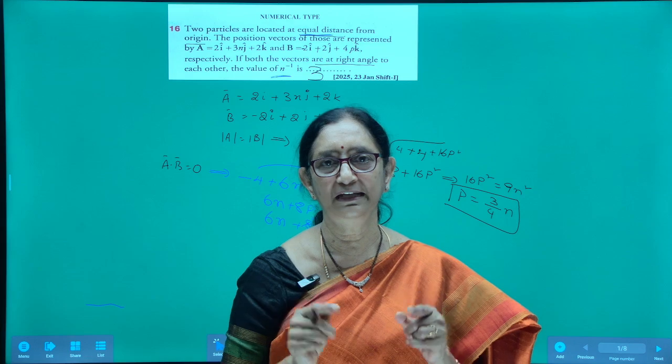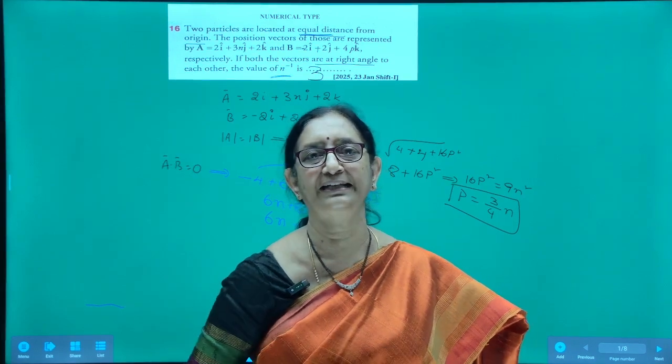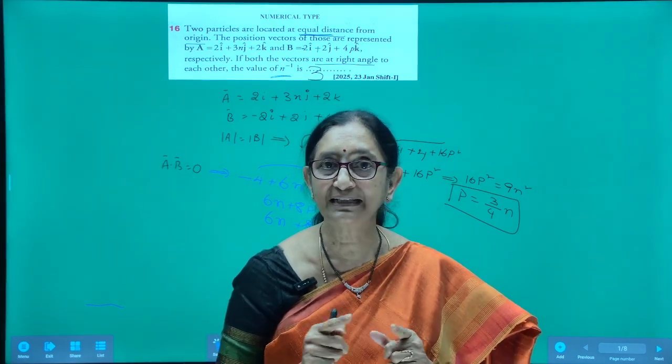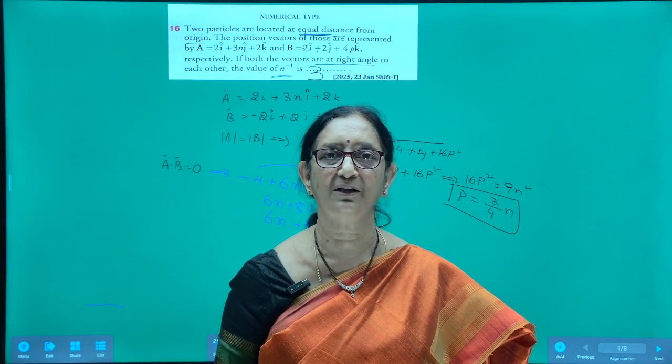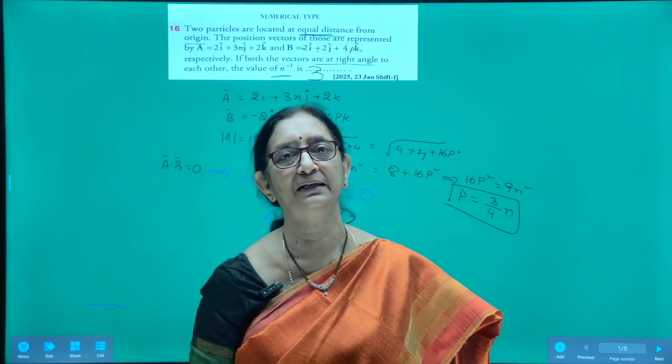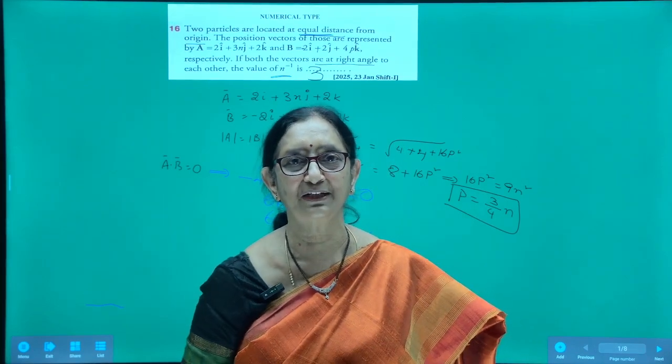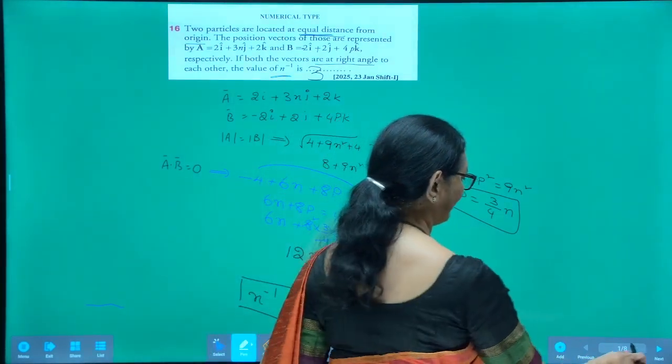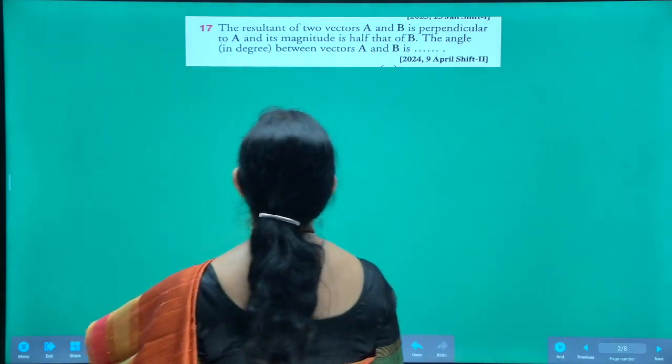So, if the points are at equal distances, magnitudes of their position vectors are equal. If two vectors are mutually perpendicular, their dot product is equal to 0. That is what we have taken. Go to the next one.